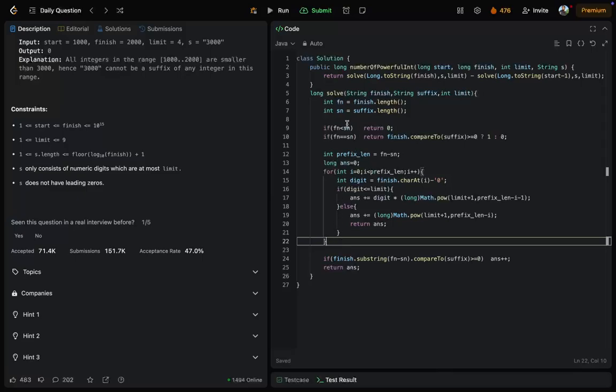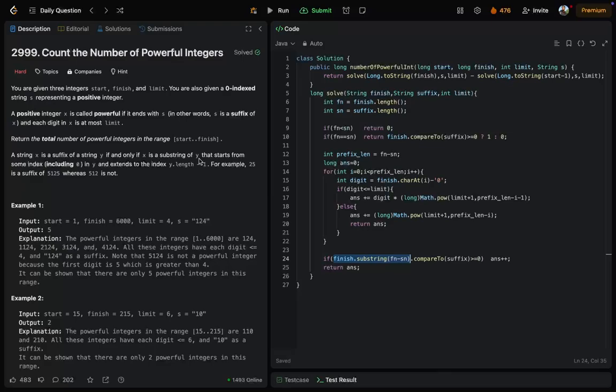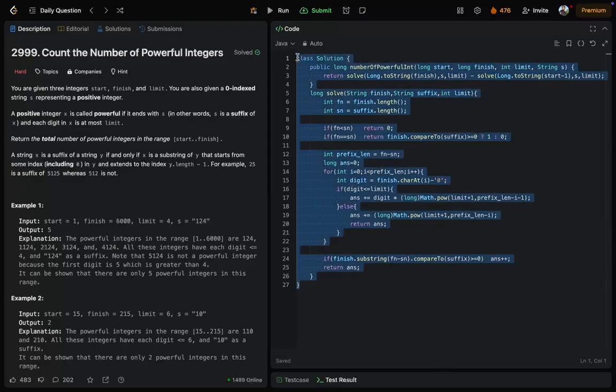And for space, are we utilizing any space? Seems like we are not, but since finish is a long and we are converting it into a string, this will create a space. And we have this substring, so since we are utilizing space, this will also be logarithmic of finish. So that's all, and let's wrap up this video. Thank you all for watching.